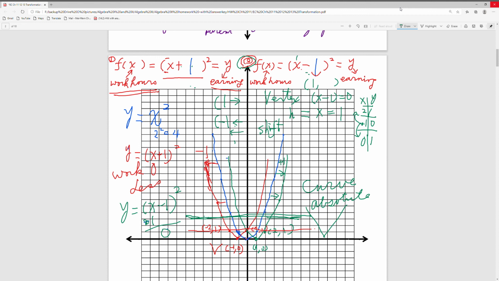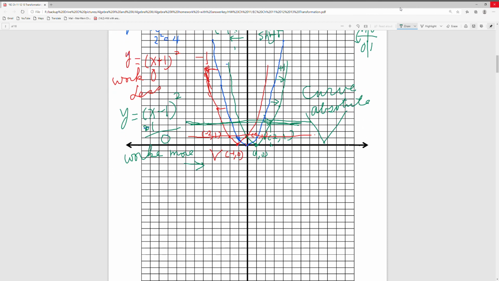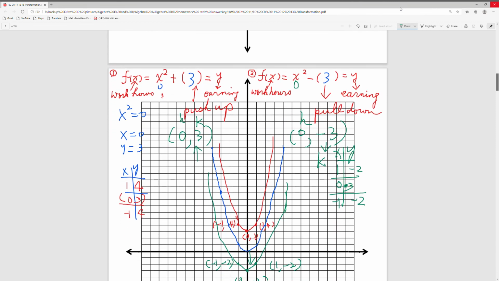So for the same y value, the whole graph shifts to the right-hand side because you need to work 1 more hour. So you work more. Therefore, your graph shifts to the right-hand side. So that's the idea. You can understand why the graph shifts to the right-hand side or left-hand side. I have been talking about two different concepts for you to understand, so you can choose either way to understand the shifting.